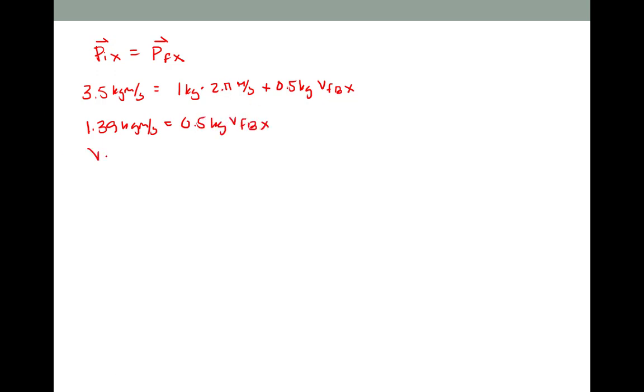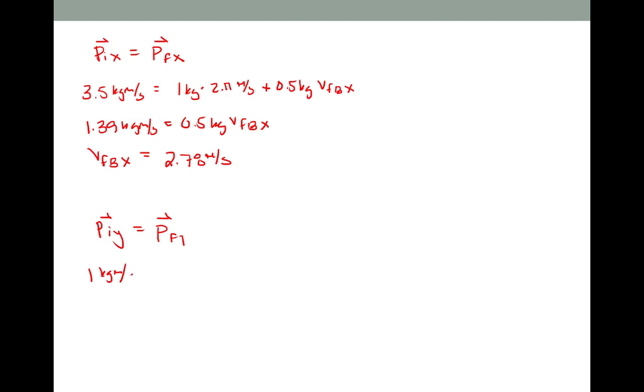This allows me to solve for the x component of the final velocity of the 0.5 kilogram ball to equal 2.78 meters per second. In the y direction, I can do very similar.